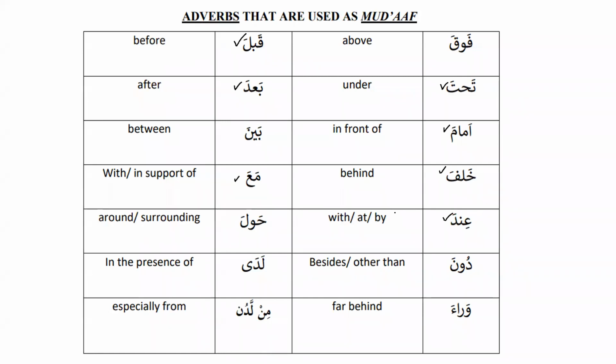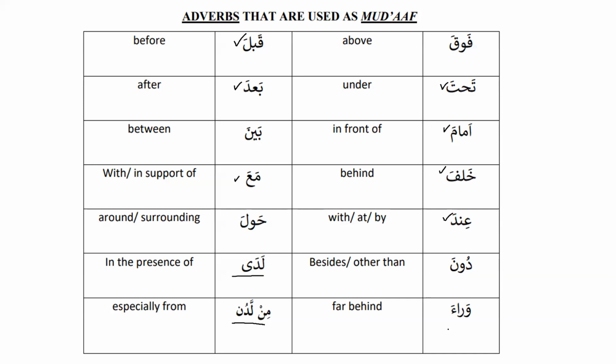The rest of them, inshallah, you can sit and memorize, because whenever we are reciting the Quran, we will definitely come across them, and they will always be helpful for us. So here we have fawqa, which is above. Baina is between. Hawla, around or surrounding. Lada, in the presence of. And then we have mil-ladun, especially from. And similarly, we have duna, besides or other than, and wara'a, far behind.